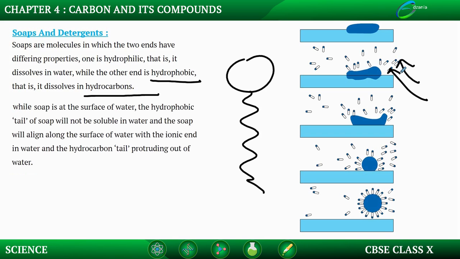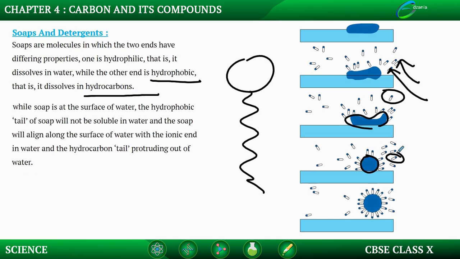This is achieved by forming clusters of molecules with the hydrocarbon ends in the interior of the cluster, and the ionic ends at the surface of the cluster. Since the white portion is the hydrophobic portion, it tries to stay away from water. So how does it try to stay away from the water? If this is a grease or stain, all these molecules will start aligning on the grease, they will start forming a circle this way, and since the hydrophobic end fears water, it will try to stay away from water and towards the grease.